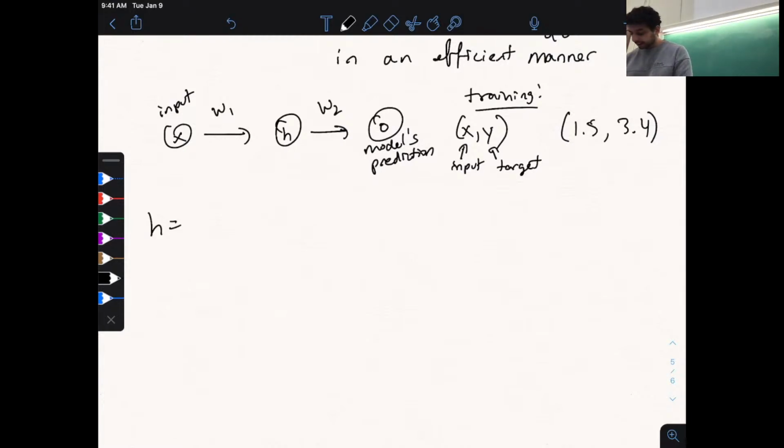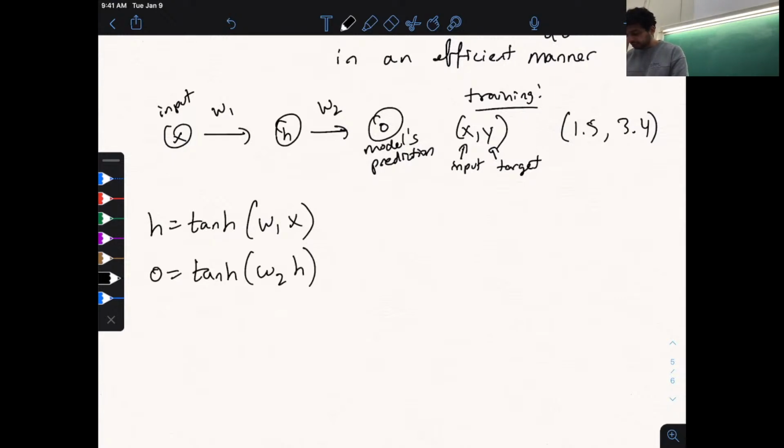We're going to set our nonlinearity to the tanh function, which is a common one for these kinds of simple networks. So to get h, we're just going to take this nonlinearity and apply it to w1 times x, the product of two scalars. And then for O, we're just going to take our nonlinearity and apply it to W2 times h.